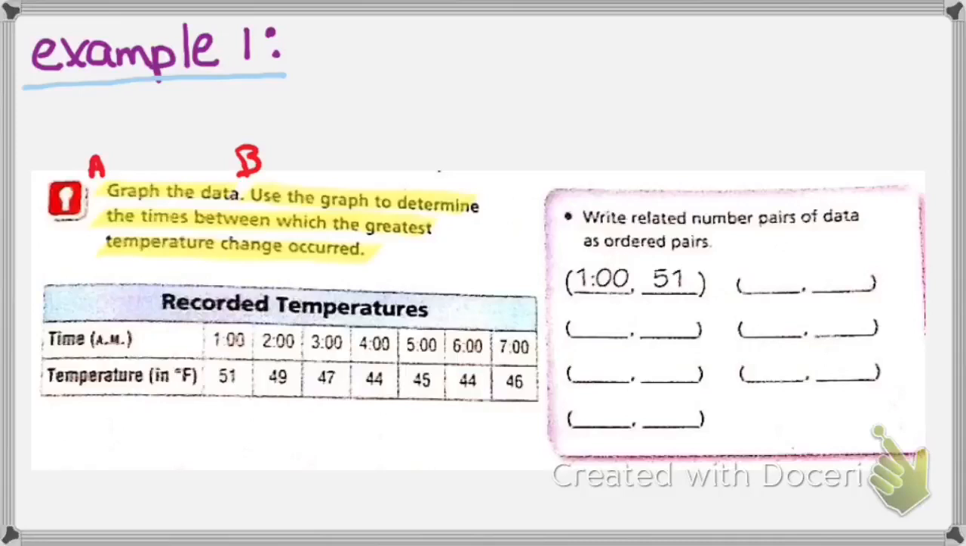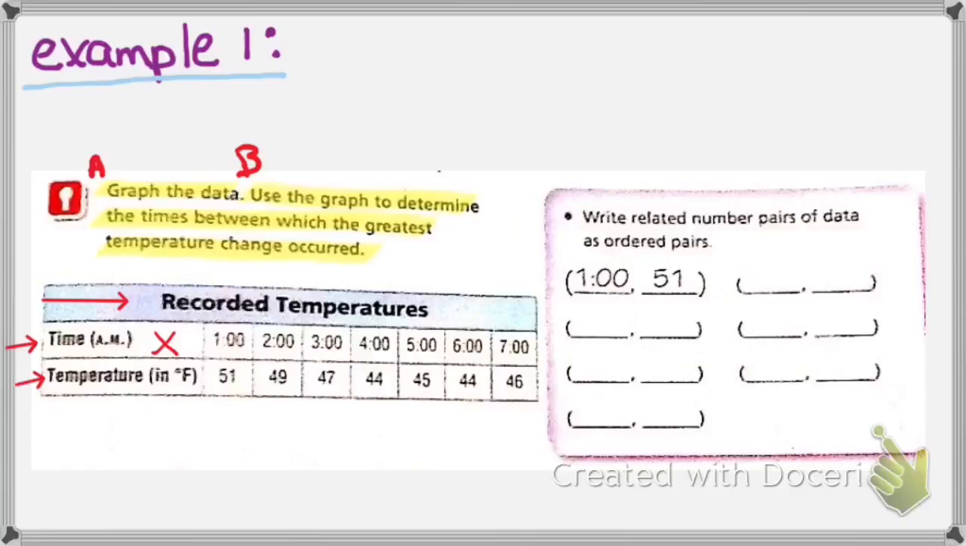Notice it shows me the table. Right over here, the table has a title, recorded temperatures. That's the same title that I'll use for my graph. Then it tells me time in AM. The first thing that I see when I have a table will always be my x-axis. So I'll label this time in AM X, since I know that will be my x-axis. That label, time, parentheses, AM, is going to be the same label that I use on the x-axis in my graph.